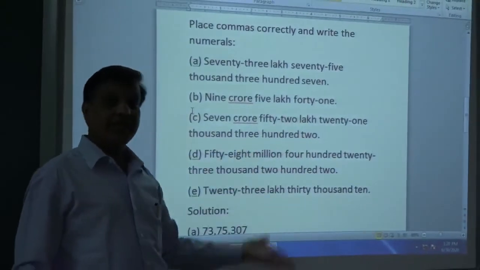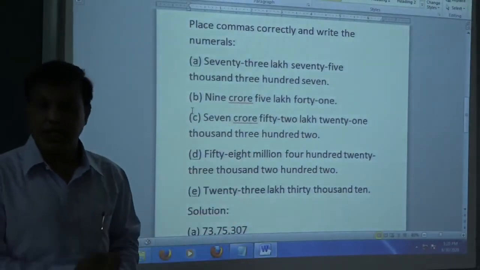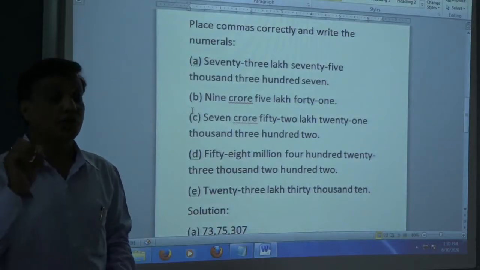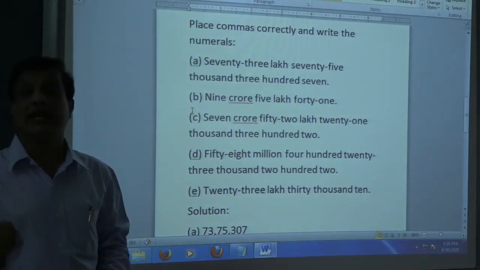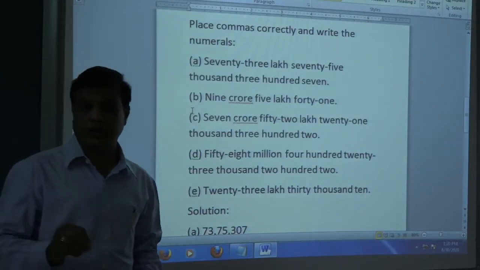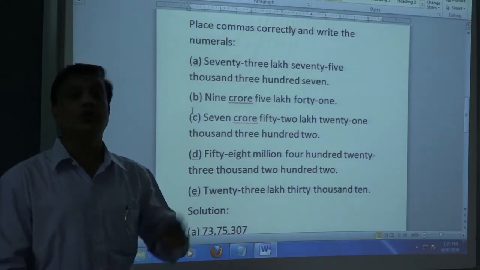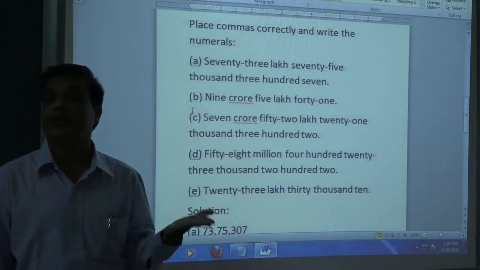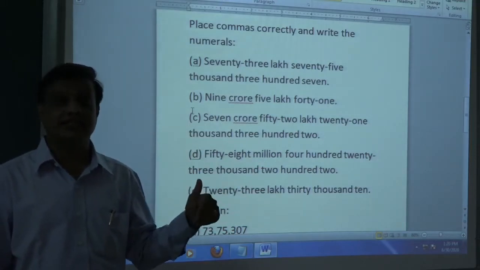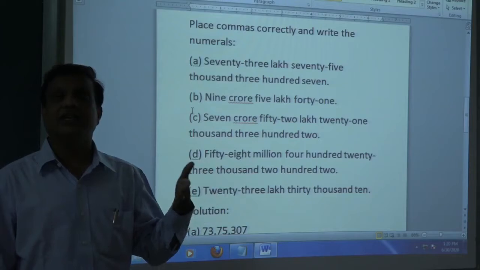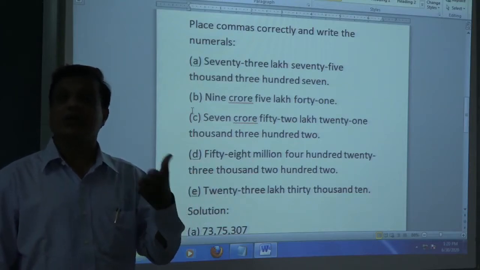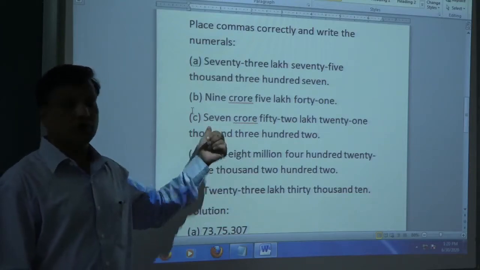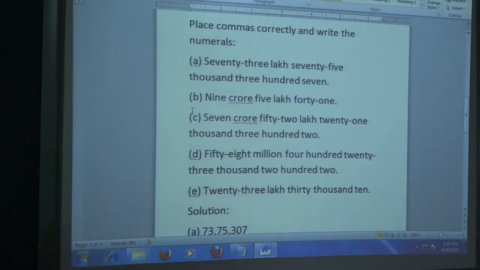What is the next question? 7 crore 52 lakh 21,302. Here again the number goes up to 7 crores. Again you have to put small dashes. Dashes are not compulsory, but they help you write the correct number so you do not get confused. So you put small dashes from your right side to the left side, counting from the ones, tens, hundreds, thousands, 10,000, lakh, 10 lakh, crore.